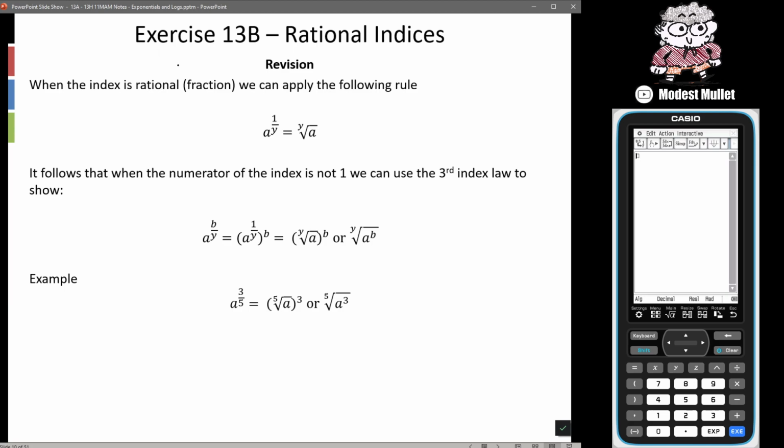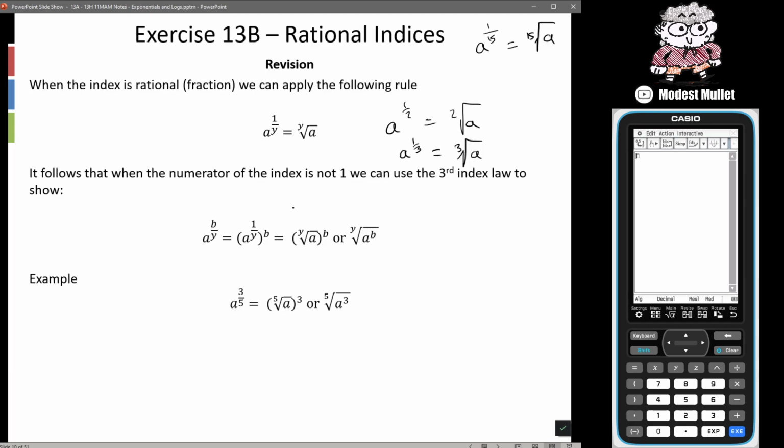And finally, what have we got? 2.5 minutes left. We can look very quickly at the rational index law, or how we can, if we have rational indices. So rational means just when we have a fraction, and it starts from, if we have a to the 1 on something, we can write it as that root. So for example, a to the half is the same as the square root of a, a to the third is equal to the third root of a, a to the power of 1 on 15 is equal to the 15th root of a.